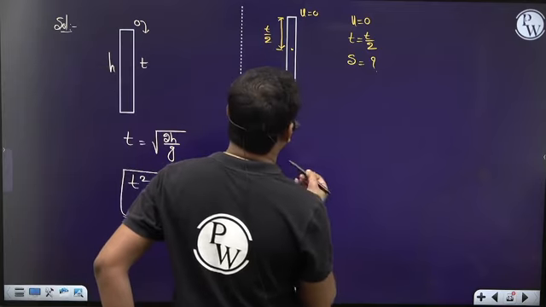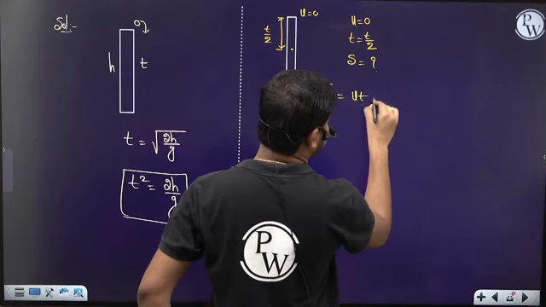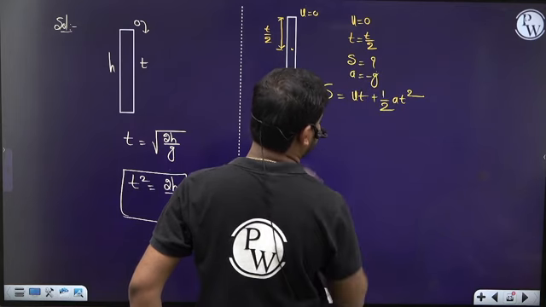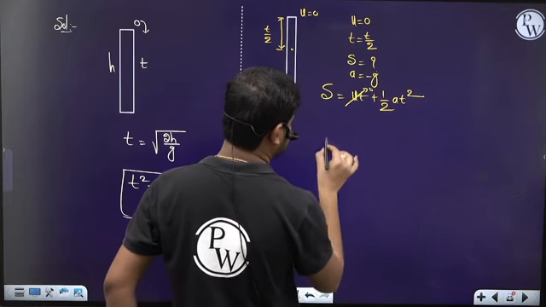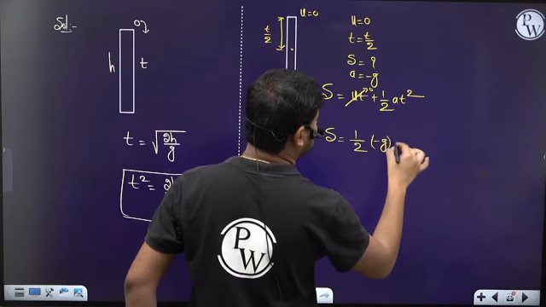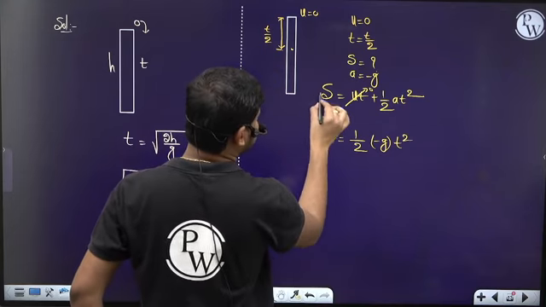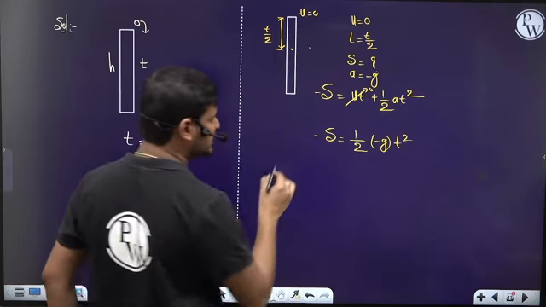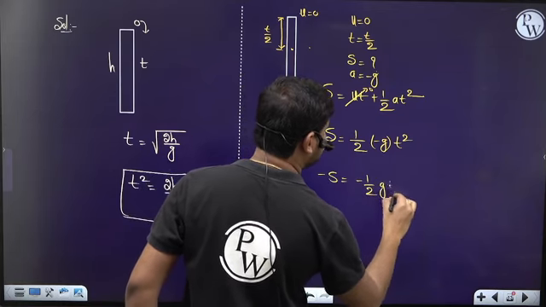Then what else they gave? That's it. Now let me use the equation s is equal to ut plus half at square. As it is moving under motion under gravity, a is equal to minus g. The ut term will become 0. So s is equal to half, a is minus g, then t square, right? I can take this s as minus because this is the initial position and the final position will be below the initial position. So minus s is equal to minus half g t square, right?